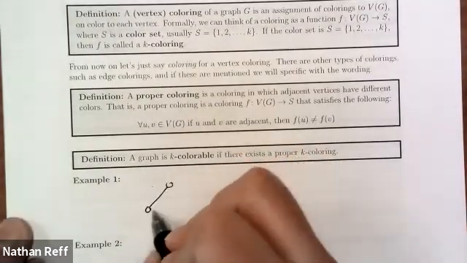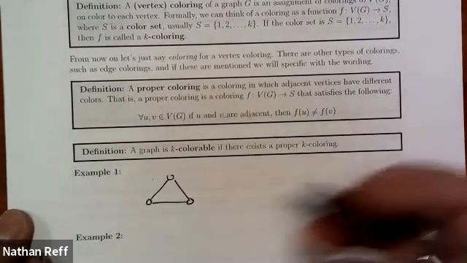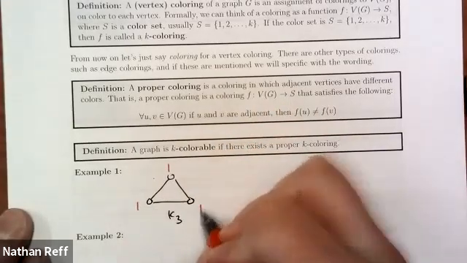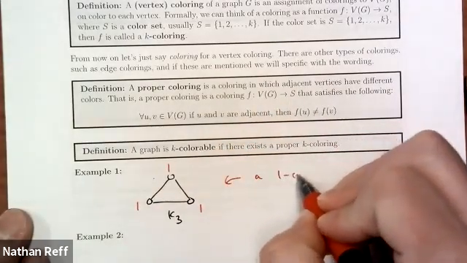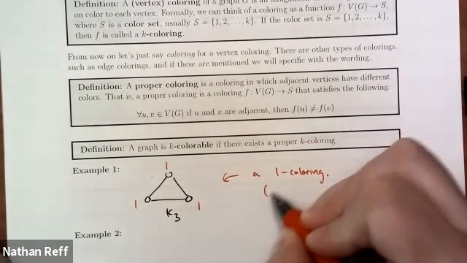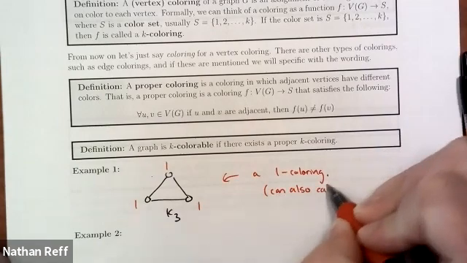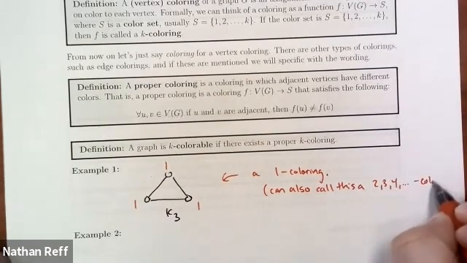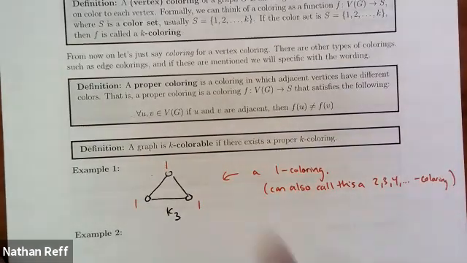Actually, let me just show you an example of a coloring, right? So let's say that I had a 3 cycle or K3, right? So let's just color all the vertices with the number 1. So this is a 1 coloring. Okay. Technically, you could think of that thing also as a 2 coloring, a 3 coloring, or a 2000 coloring. I just happen to only be using the number 1 for it. You can also call this a 2, 3, 4 coloring. You just happen to only be using the number 1 there, okay?